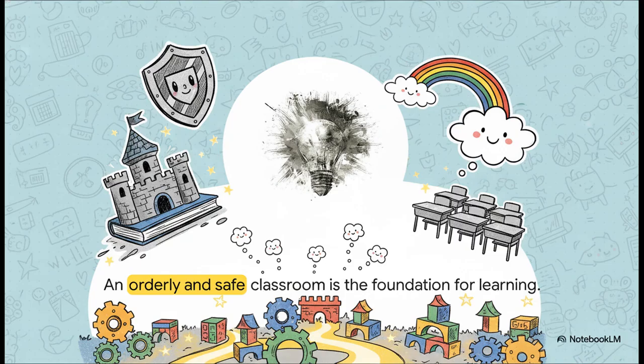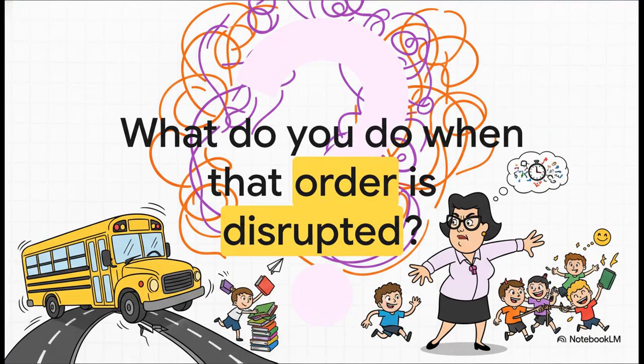Okay, so the core idea we're starting with is actually pretty simple, but it is so important. Learning just thrives when students feel like their classroom is orderly and safe. That feeling, that perception, it's the bedrock of everything we do as educators. Which, of course, brings us to the big question, the challenge every single teacher runs into. When things do go off the rails, how do you get them back on track without totally losing the momentum of the lesson or the respect of your class?